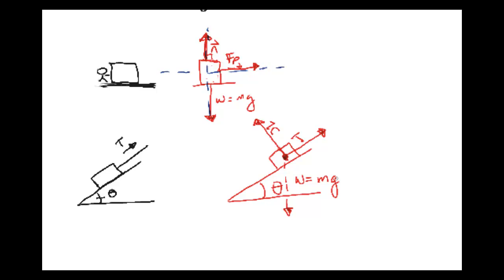Alright? Now if this box was moving up a frictionless surface, there would be no friction. But if not, we would have one, I'll draw it in blue because it's opposing the natural motion.